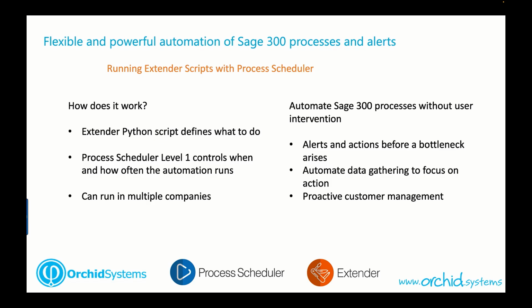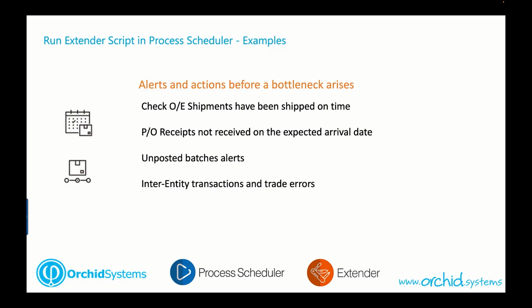Some examples of processes we can automate without user intervention: alerts and actions before a bottleneck arises in managing shipments and purchase order receipts. We can automate data gathering to focus on action, such as identifying customers who have overdue transactions. We can also use it for proactive customer management, for example, with expiring contracts or subscriptions. Let's look at some examples of alerts and actions before a bottleneck arises.